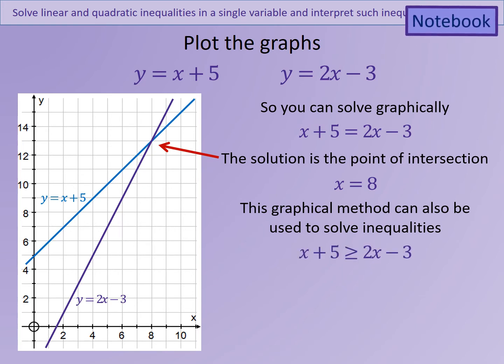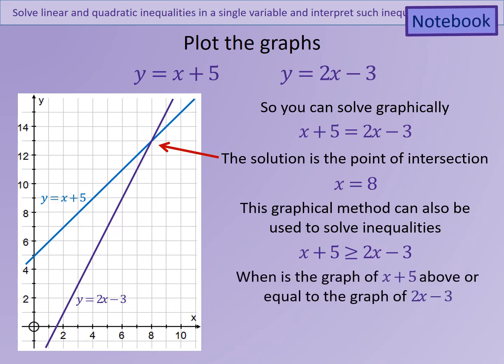So here is a question. It's a similar question to the one we've just seen on the first slide, but we are looking at where x + 5 is greater than or equal to 2x - 3. Now, if we are looking at this graphically, the way that we would talk about this inequality is: when is the graph of x + 5 above or equal to the graph of 2x - 3?